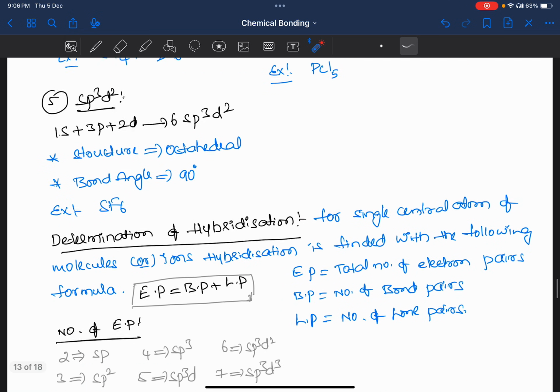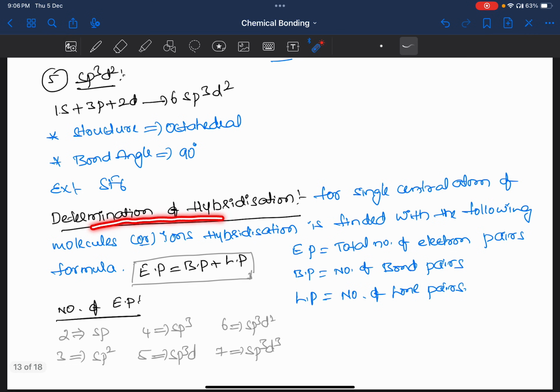Next, how do we determine the hybridization in a molecule? Hybridization is majorly related to the central atom of the molecule. So how do we find out which hybridization the central atom exhibits? Here, this is for a single central atom only. In some compounds, two central atoms are there, like in acetylene, where two carbons are the central atoms.